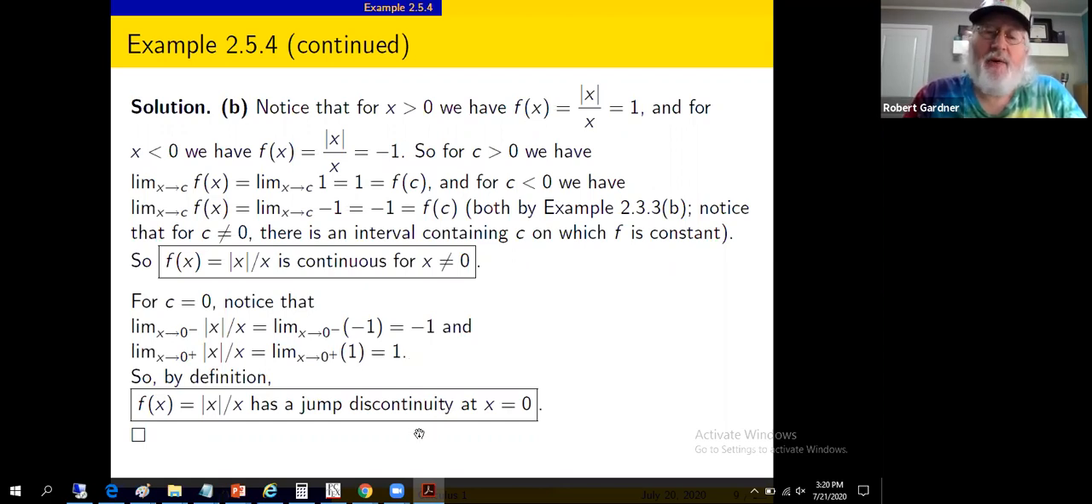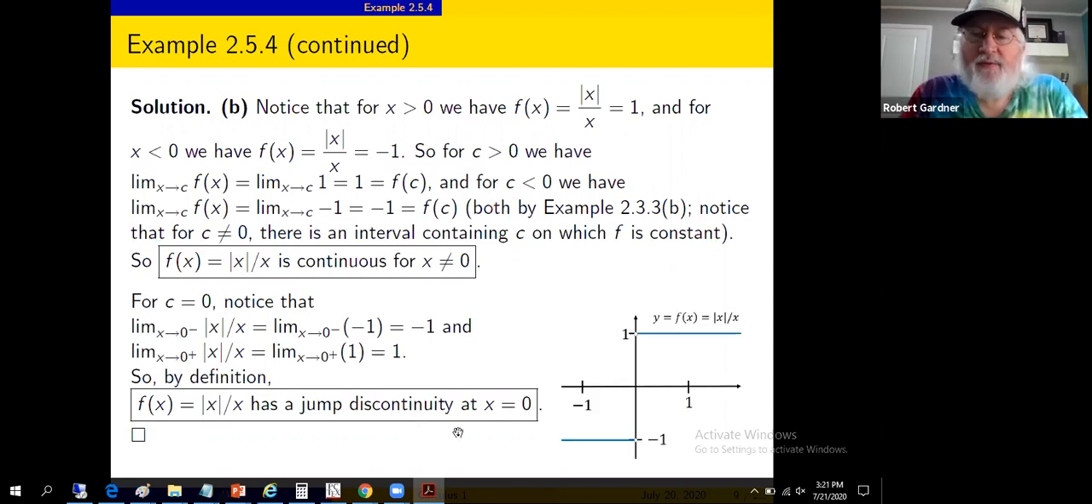That's a jump discontinuity. What's the graph look like? There's what the graph looks like. It's 1 for x positive. It's negative 1 for x negative, and it's undefined at 0. And sure enough, look at the graph. It's got a jump discontinuity at x equals 0.